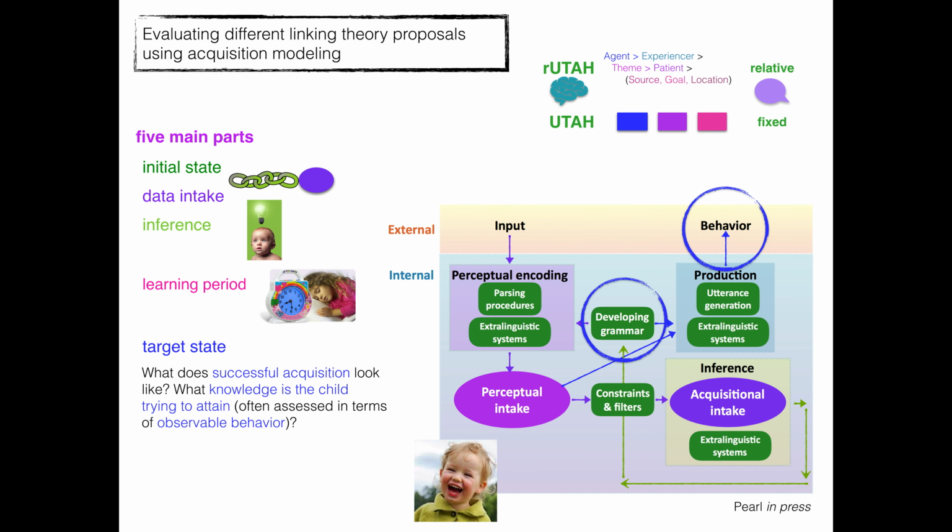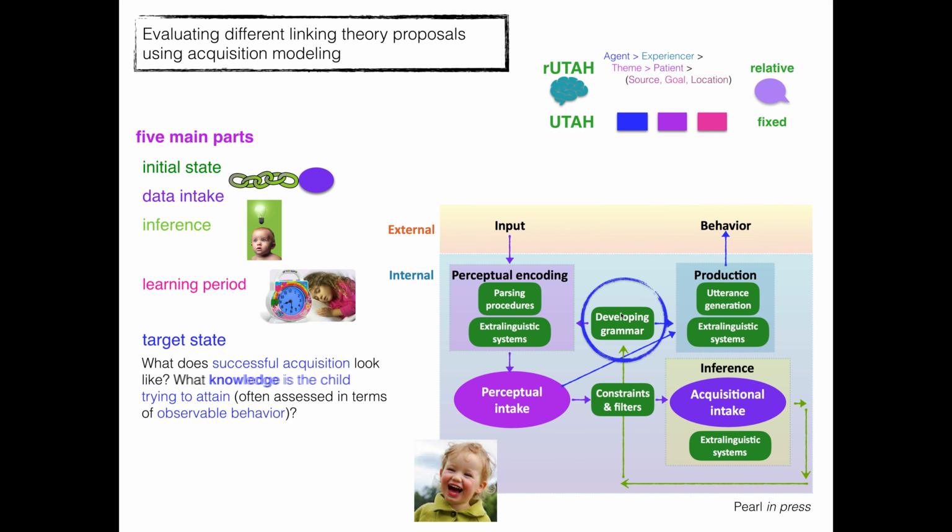And then the target state. What does successful acquisition look like? What are we trying to hit? What knowledge is the child trying to attain in their developing grammar? And this is often assessed in terms of something we can observe. The observable behavior is used to sort of infer what that developing grammar looks like.